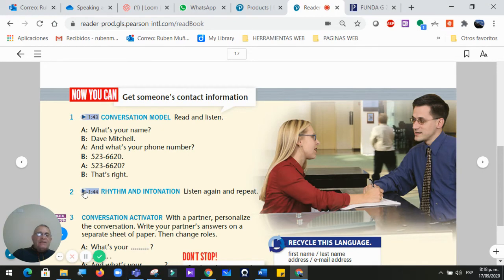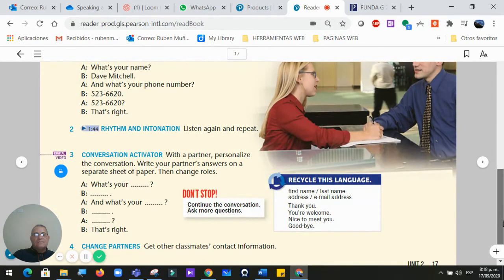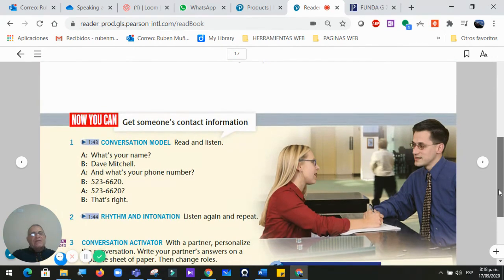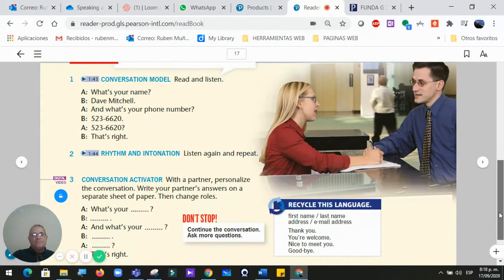Y esta es la forma de practicarla. Listen again and repeat. Then practice the conversation model with a partner. What's your name? Dave Mitchell. And what's your phone number? 523-6620. Bueno, este ejercicio. 523-6620. That's right. That's right.